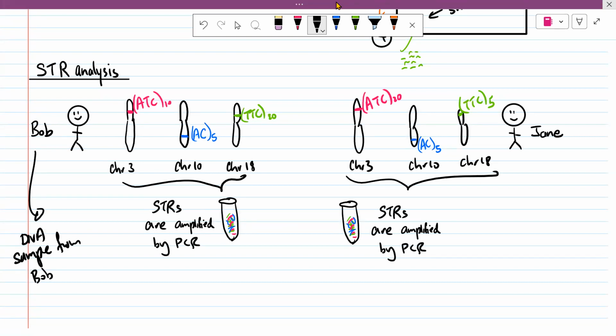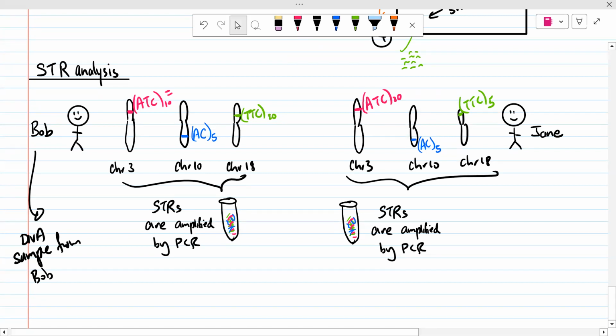Okay. Now let's do some calculations here. How many base pairs is this? If it's ATC repeated 10 times, how long is the total DNA strand? Give me a number. ATC, ATC, ATC, you repeat it 10 times. How long is the whole thing? Okay. 30, right? 30 base pairs. 10 times 3. That's 30.